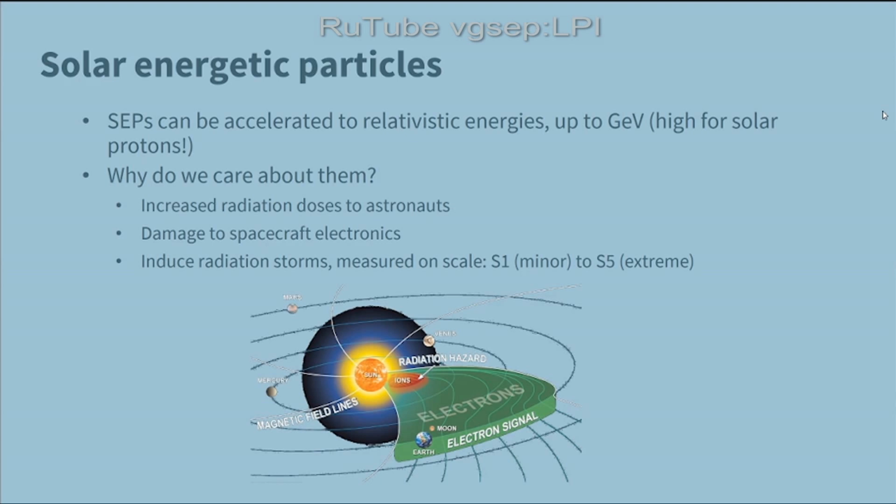So these high energy protons can cause a whole range of hazards and risks to people on Earth and in space. So increased radiation doses to astronauts, air crew, it's a big problem for airlines. Obviously damage to spacecraft electronics as well as on the ground. In 1989, there was a large power cut in Quebec caused by a large solar eruptive event. They can also induce radiation storms on Earth, which are measured on this scale from S1 to S5. So S5 are the most extreme, they're also the most rare though.